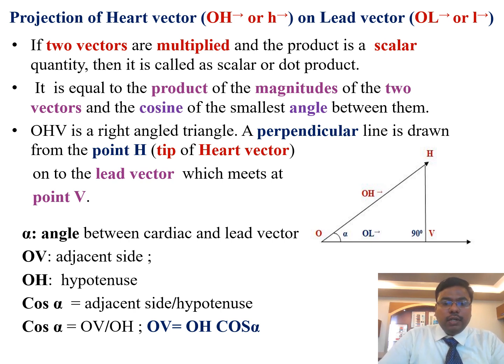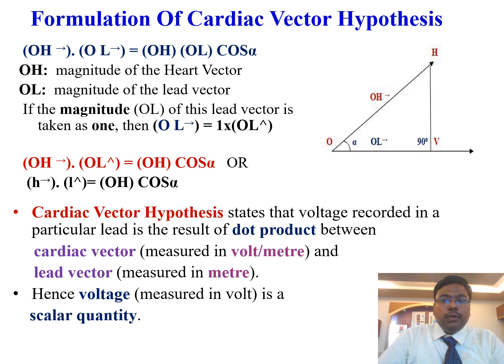Using the trigonometric relations, cos alpha is equal to OV divided by OH. So OV is equal to OH cos alpha. That denotes the voltage recorded in that particular lead. Applying the dot product, OH dot OL is equal to OH into OL cos alpha. OH denotes the magnitude of the heart vector, OL denotes the magnitude of the lead vector. If the magnitude of the lead vector is taken as 1, then OL is equal to 1 into OL unit vector. So if you substitute, we get H dot L is equal to OH cos alpha. This is the cardiac vector hypothesis.